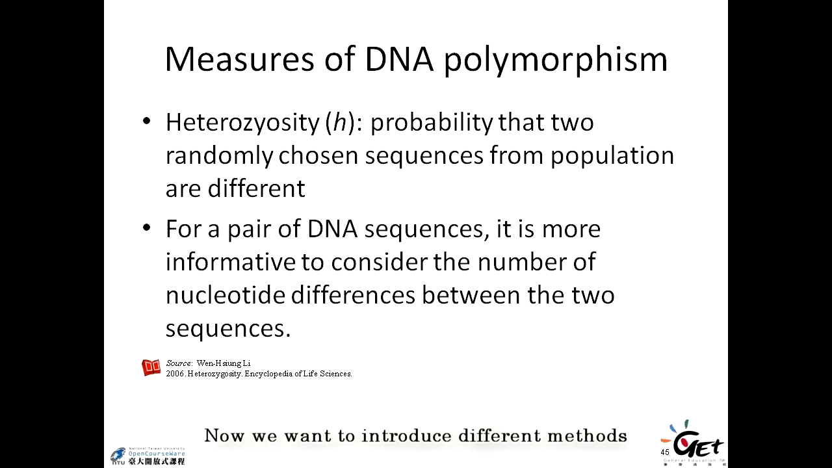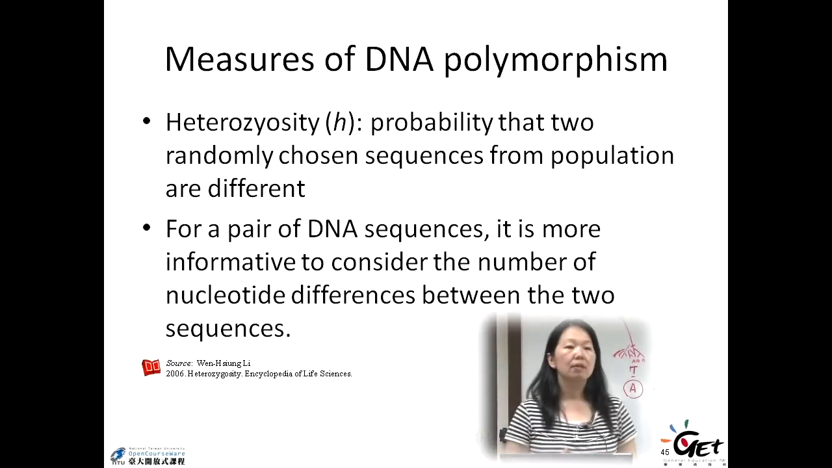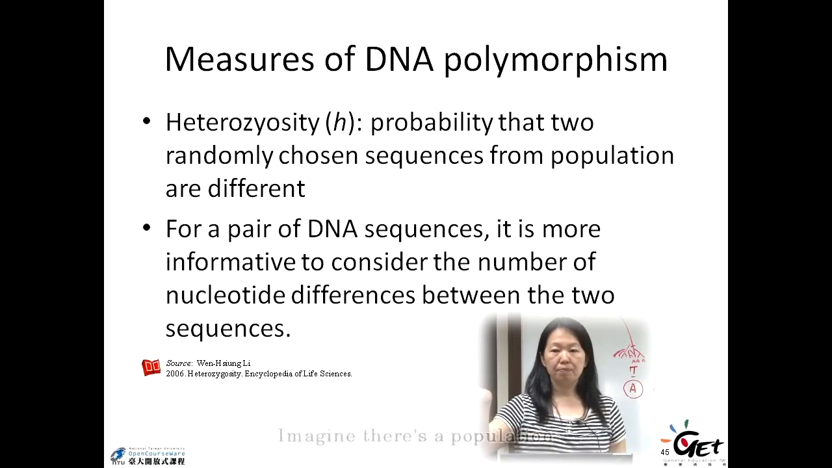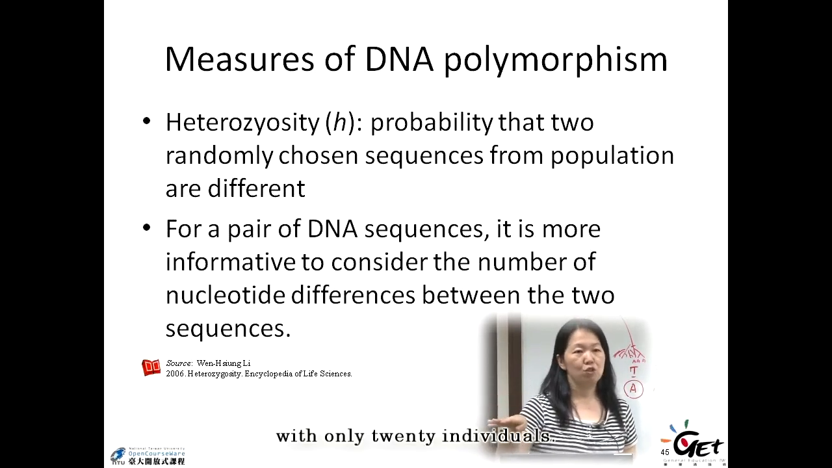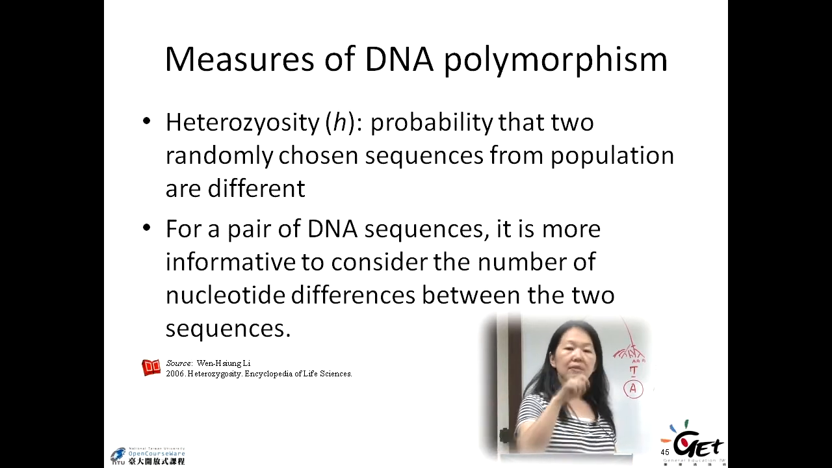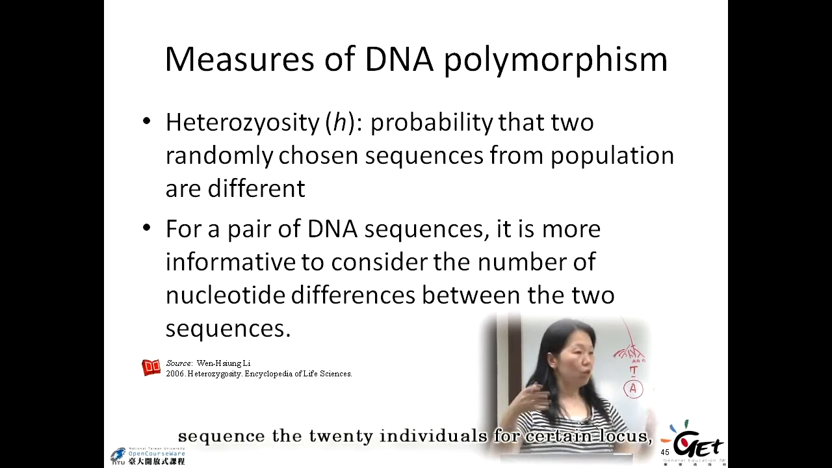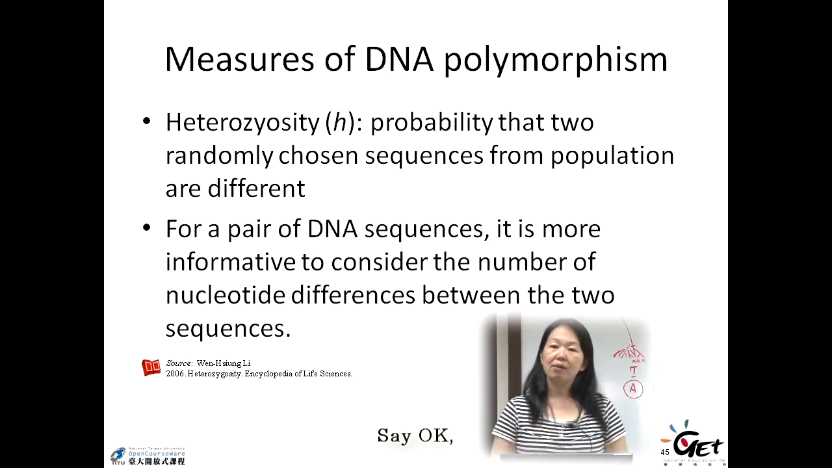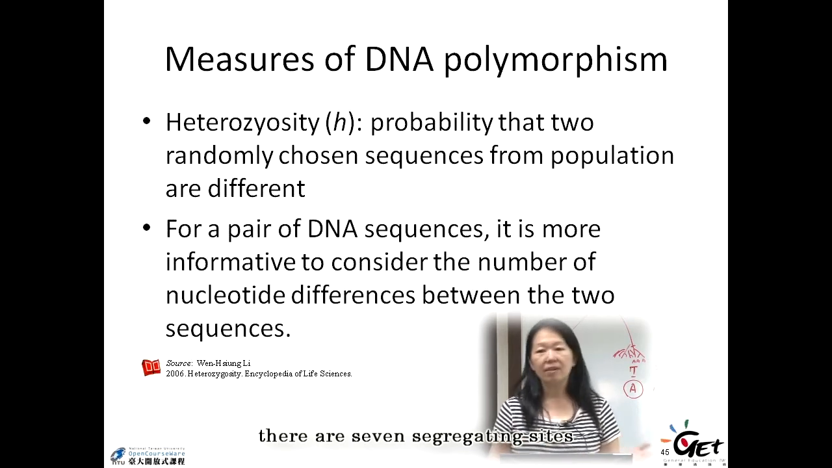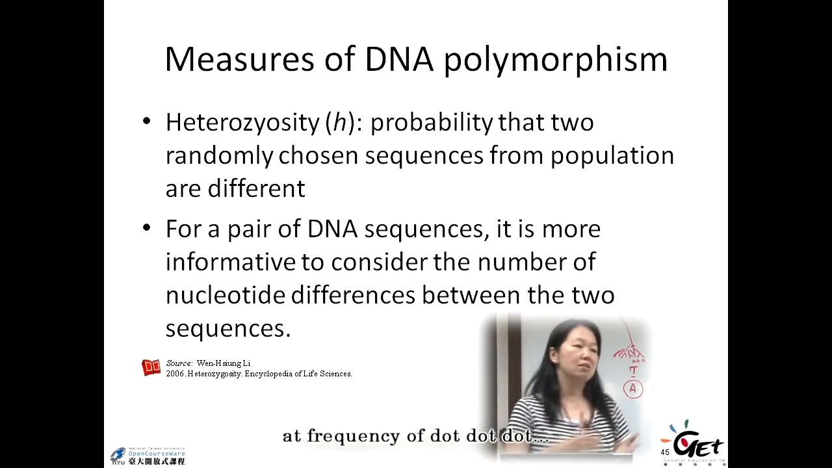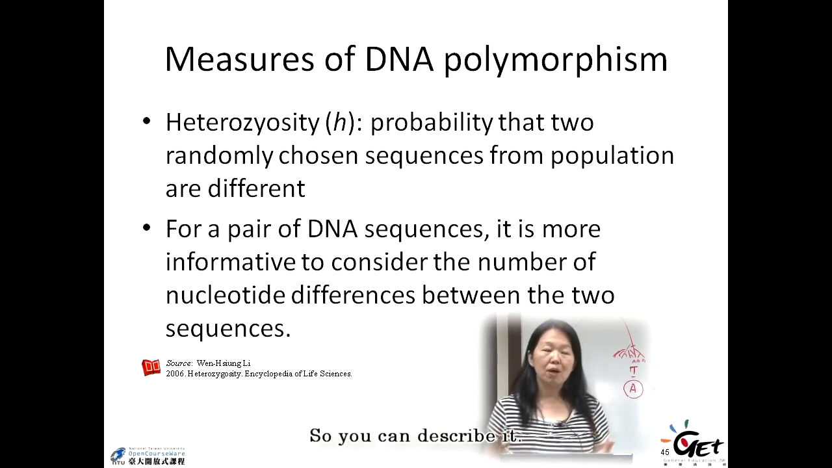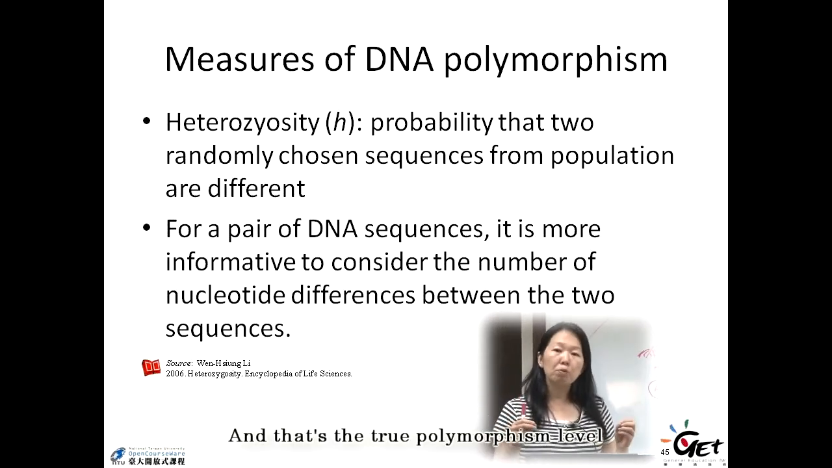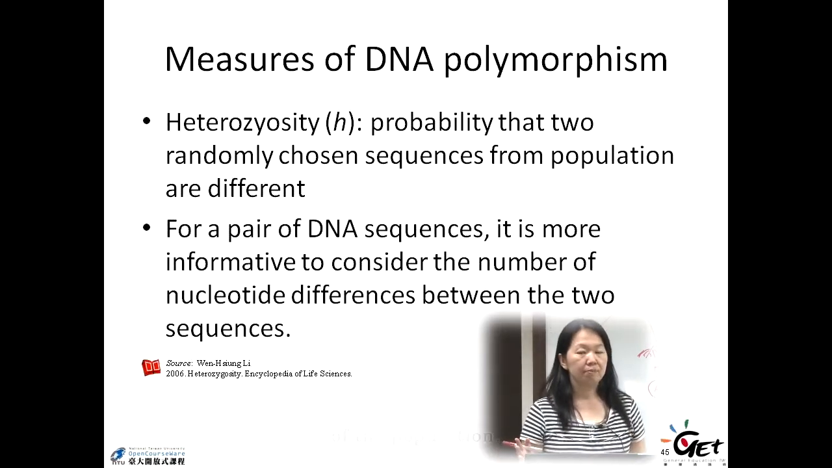And now we want to introduce different methods to estimate the polymorphism level. Why do I use "estimate"? Imagine there's a population with only 20 individuals, and you can easily sequence the 20 individuals for a certain locus and tell me what's the polymorphism level. You say, okay, there are 7 segregating sites at a frequency of ... So you can describe it. And that's the true polymorphism level of the population.